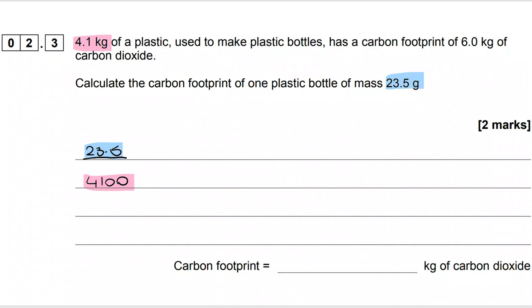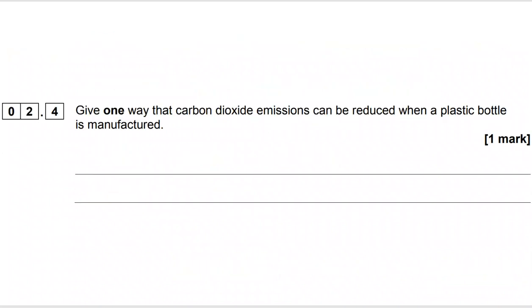So 23.5 divided by 4,100, I've converted it into grams, and then multiplied by 6,000, converted into grams. You could alternatively have converted both of these, or converted this into kilograms. Once we've done all of that, we find out that it comes to 34.4 grams, at which point we do see in the answer we need it in kilograms, divide that by 1,000, and we get 0.0344 kilograms.